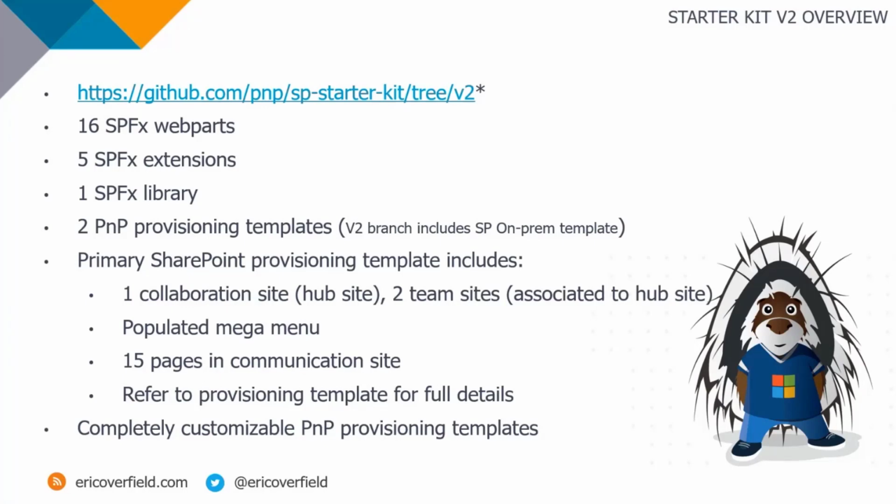2 team sites that are associated with that. It pre-populates the mega menu. It has 15 pages within the hub site, within that communication site, with different components, different layouts added to it. Now, the provisioning template, though, I mean, it's huge, and you can totally see how it's all done. And my suggestion is that you provision it first, see what's provisioned, then go dig into those files.